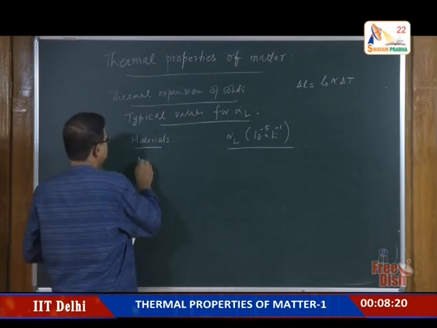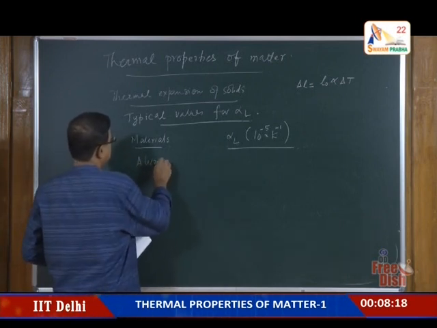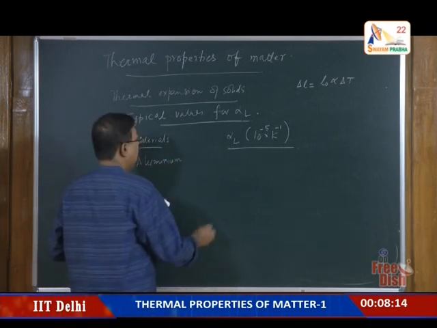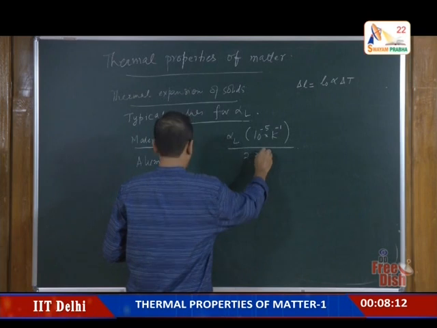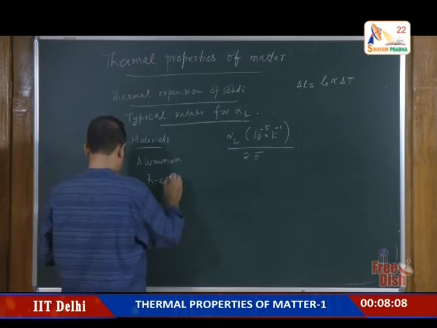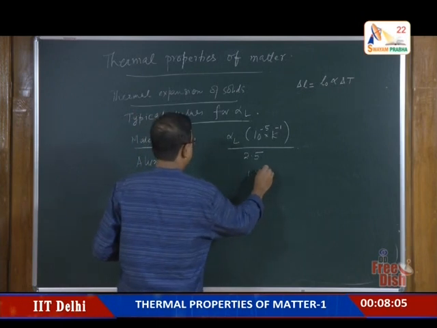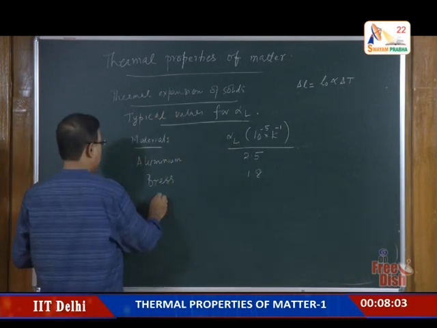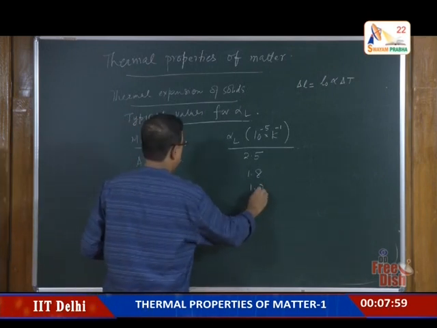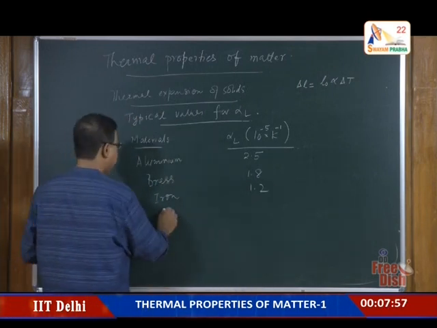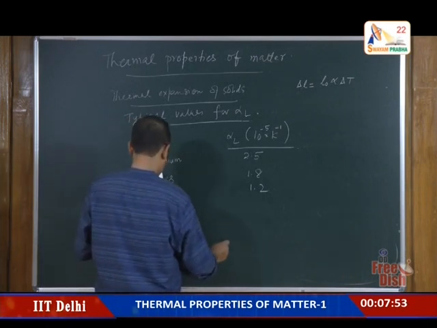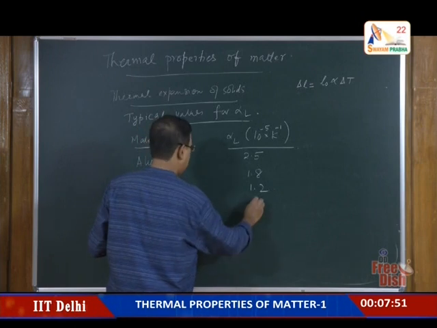So aluminium is equal to 2.5. Brass equal to 1.8. Iron equal to 1.2. Copper equal to 1.7.